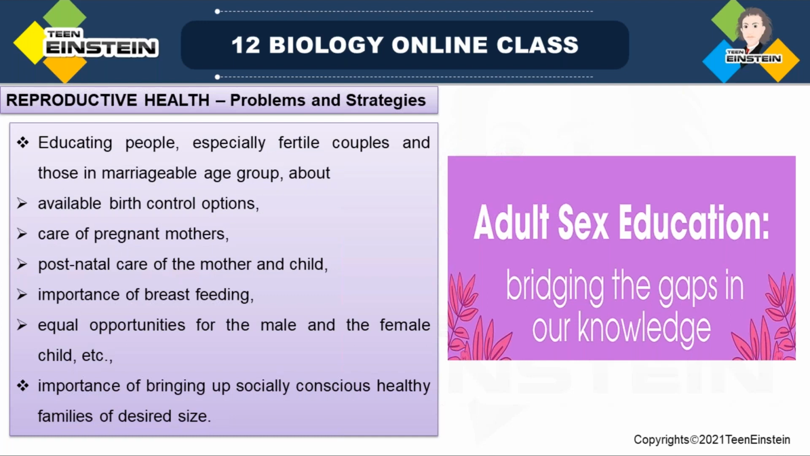Then equal opportunity for the male and female child. See, most people will say a girl child is a headache or a burden. But nothing like that. Girl or boy, whoever it may be, there will be equal opportunities. Nowadays we can't say like that, but we should make it so that there will be an equal chance for both male and female, right?